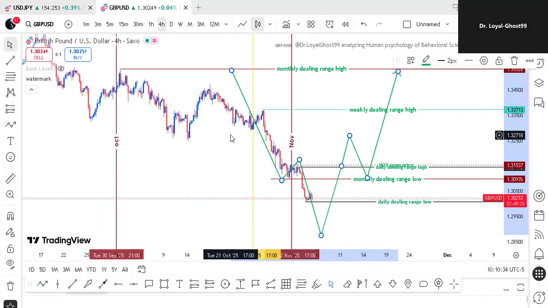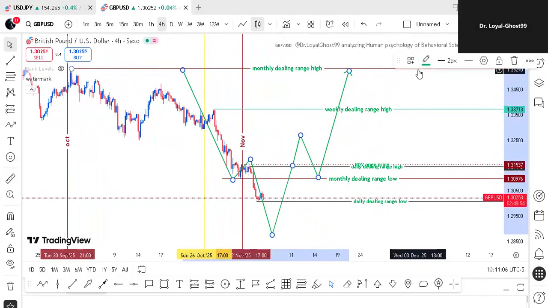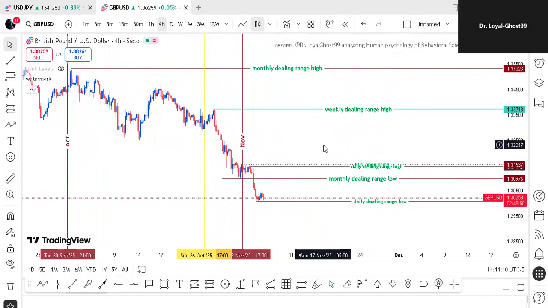Since October was more bearish, we have to keep in mind that it's possible for November to continue with bearish price action. But it's also possible for November to break out and form an engulfing of the October price action. Hope you understand the explanation clearly.